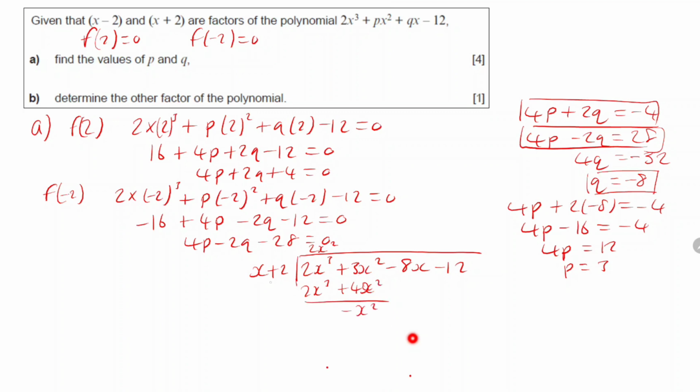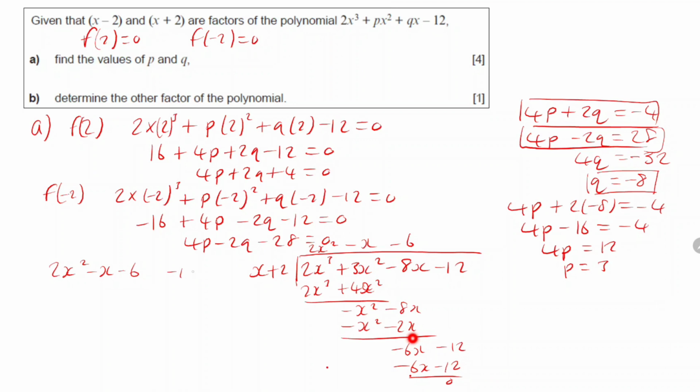Subtract, that gives us minus x squared. x goes into minus x squared minus x times. Multiply by both, which gives us minus x squared minus 2x here, and we lower the minus 8x down. Minus 8x minus minus 2x is minus 8x plus 2x, which is minus 6x. Divide, which gives us minus 6. And then multiply out, which gives us minus 6x minus 12 and then minus 12, and we get 0. So our other quadratic was 2x squared minus x minus 6.